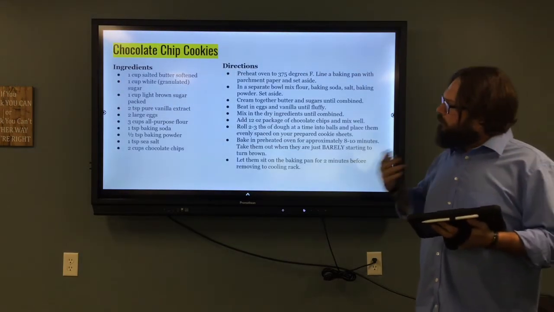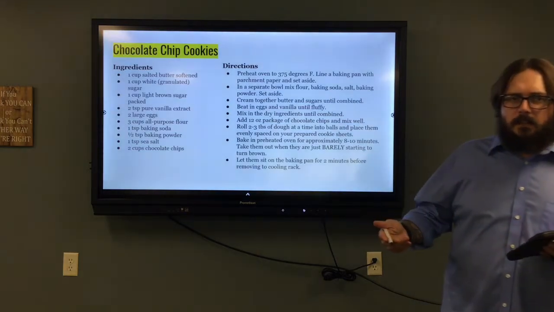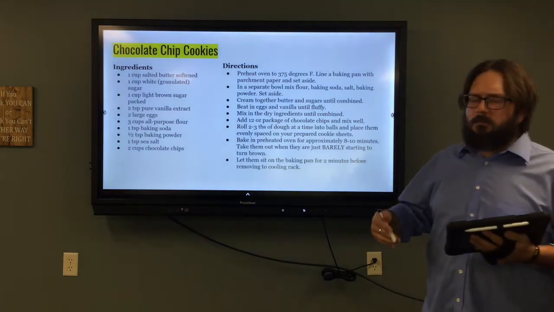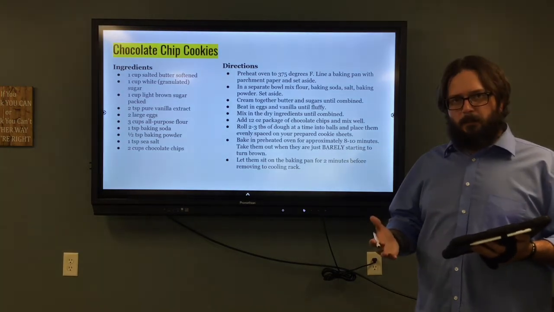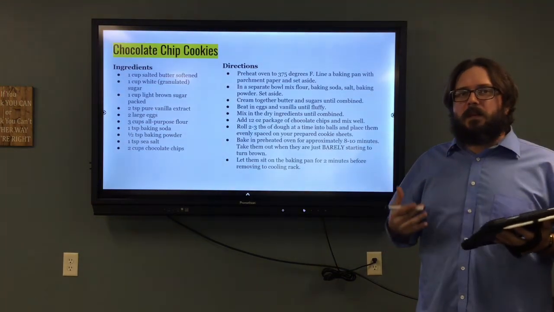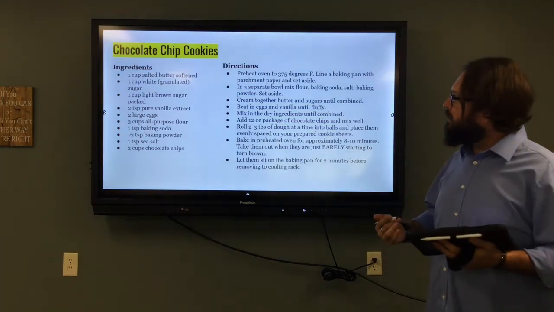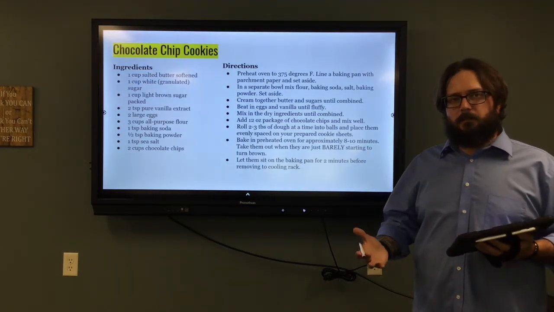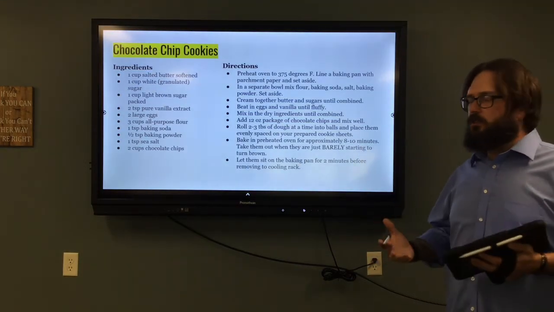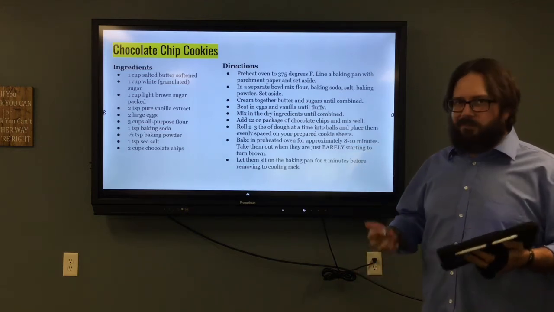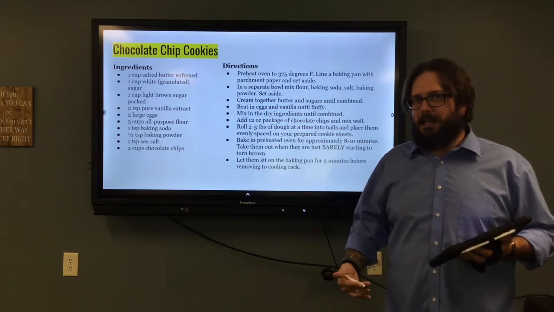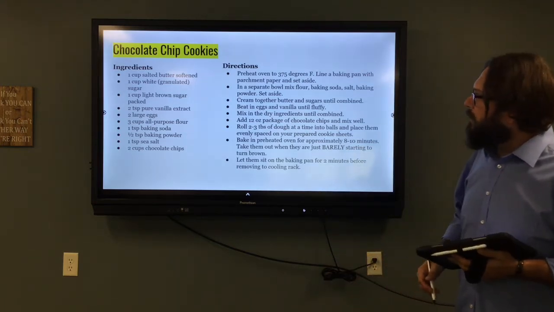Best example for a sequential type of order would be a recipe. And what better recipe to look at than chocolate chip cookies? Because who does not like chocolate chip cookies? I love chocolate chip cookies, just can't really have them, unfortunately.